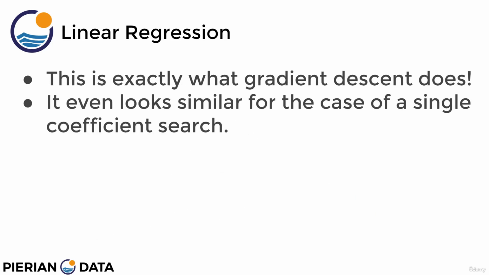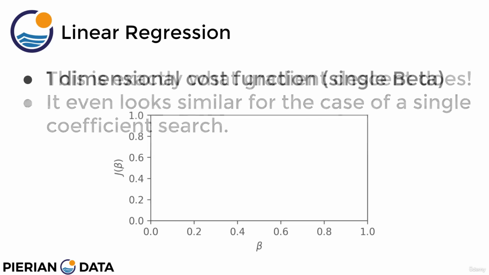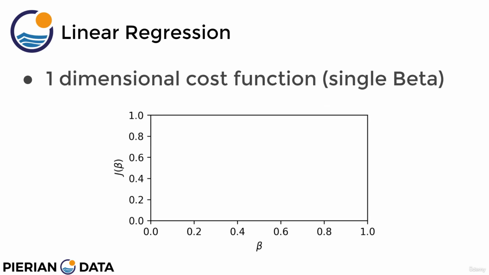And this is pretty much exactly what gradient descent does, and it even looks very similar for the case of a single coefficient search. So let's imagine the simplest possible gradient descent, which is just a one-dimensional cost function. That is to say, we only have a single feature and are just looking for a single beta coefficient. Obviously, we could have just used ordinary least squares to solve for this beta coefficient, but instead, let's go ahead and use gradient descent. So what we would do is start off with some beta value.